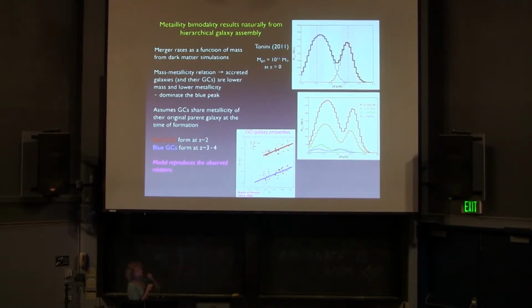So she's taking merger rates as a function of mass from dark matter simulations. The point is that her model produces red globular clusters at about a redshift of 2, and the metal-poor globular clusters formed earlier, at redshifts between 3 and 4. And her models actually reproduce these scaling relations very well.